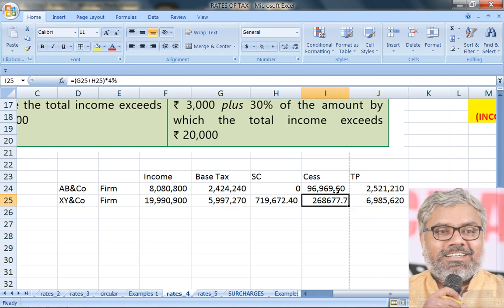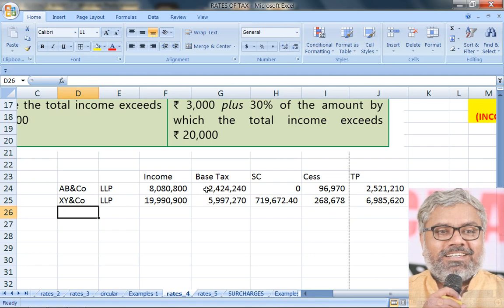69 lakhs 85,620 as tax. Why? Because base tax of 30% plus a surcharge of 12% plus a cess of 4%. This 4% on both base tax plus surcharge. Like this, income of firm can be calculated.